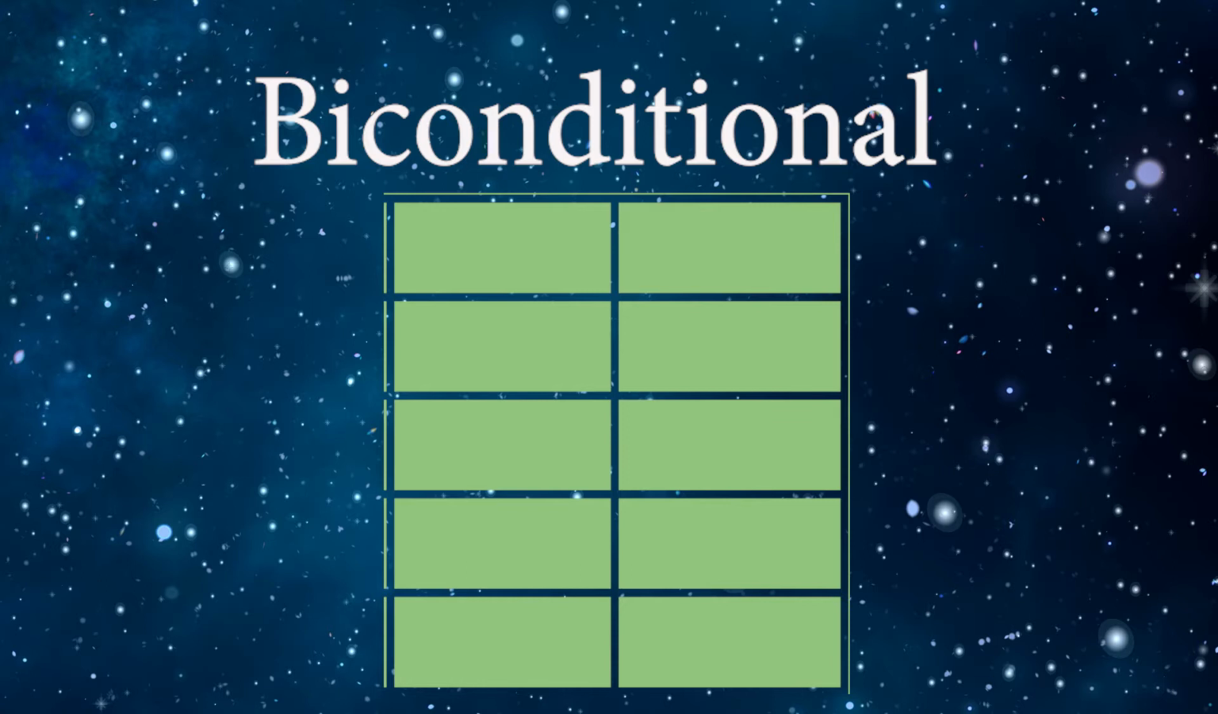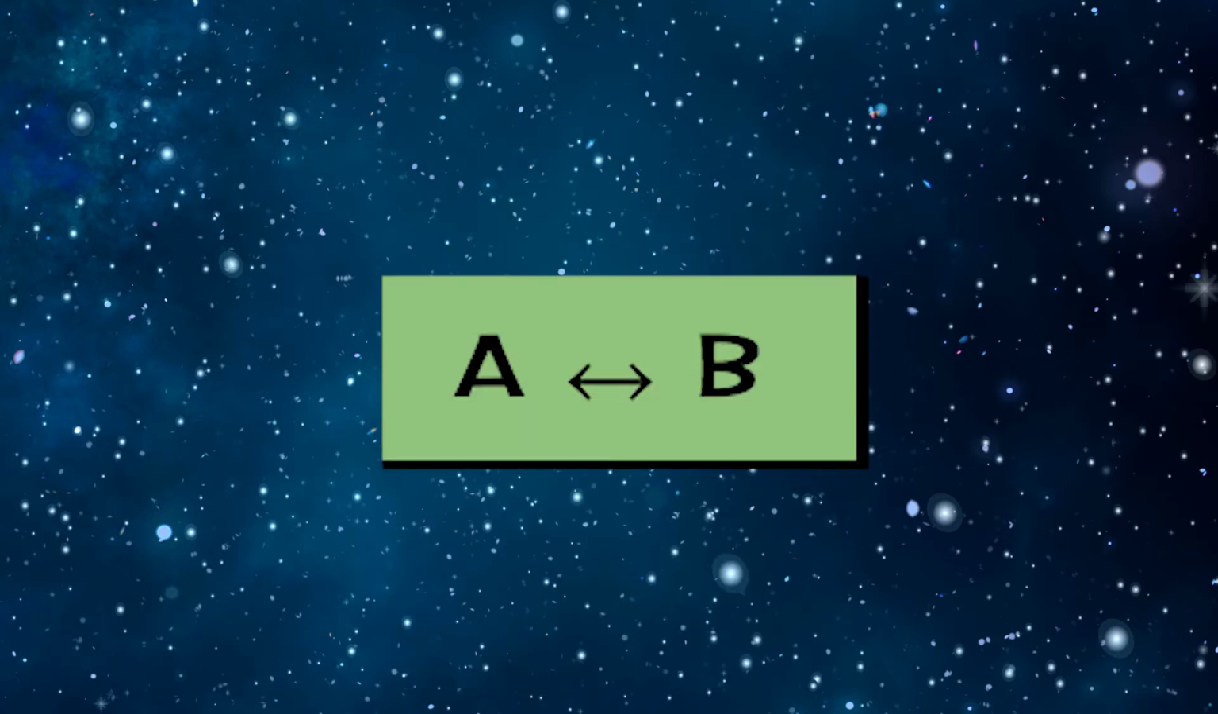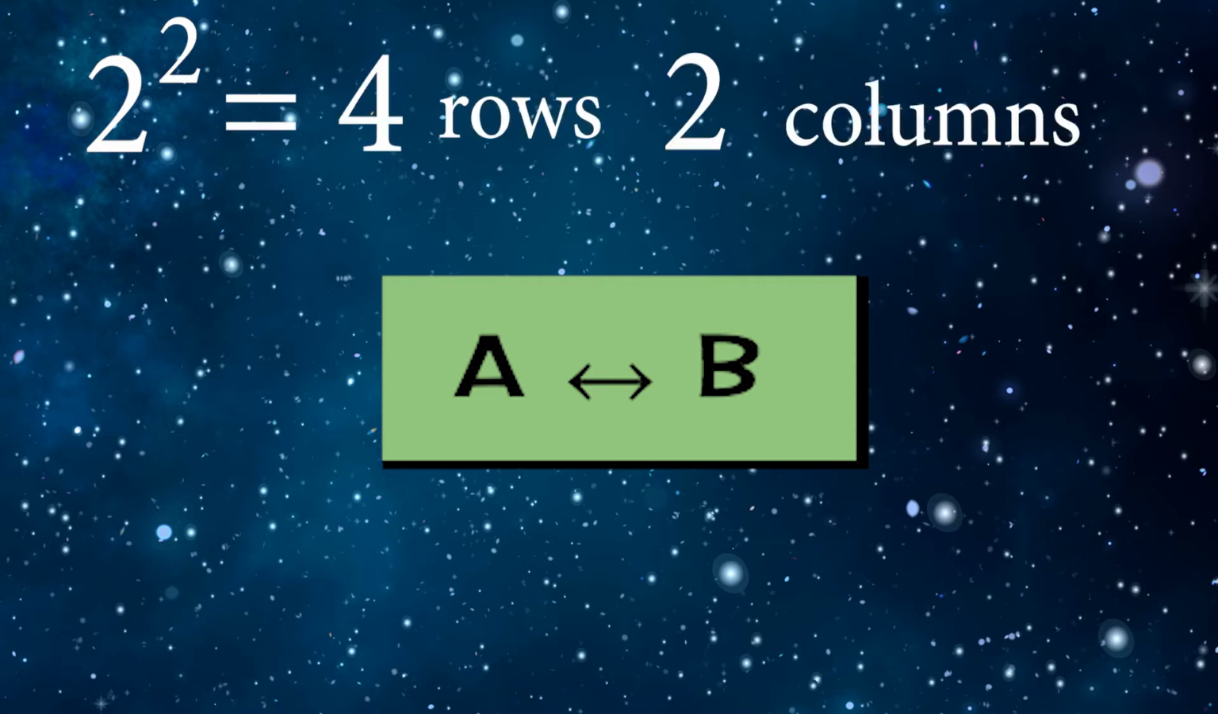Today we're going to talk about biconditional tables. We're going to set this up like the other operators with A only when B. How many different letters do we have? 2. What is 2 squared? 4. So we're going to have 4 rows and 2 columns.